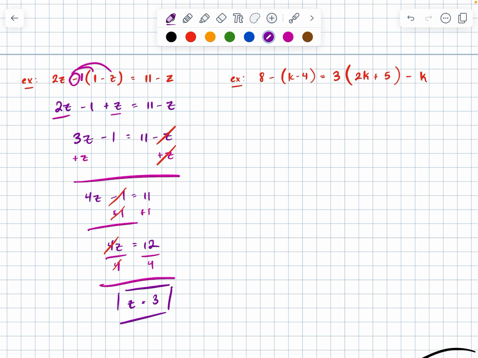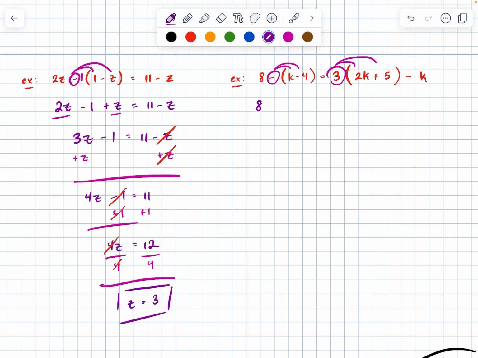And for our last example of the day, 8 minus parentheses k minus 4 equals 3 times parentheses 2k plus 5 minus k. So here, again, I've got parentheses, I don't like them, I want them gone. So again, I'm going to take this negative sign and distribute it. But on the right side, I'm also going to take this 3 and distribute it. Now, if you want to do this in 2 separate lines, be my guest. For the sake of saving some space, I'm going to do both distributions in the same line.